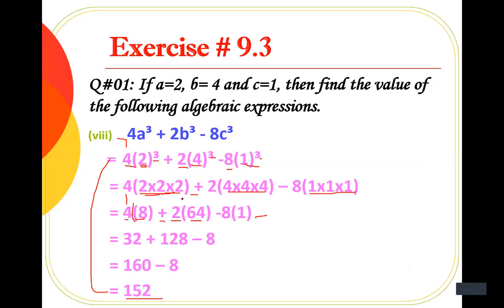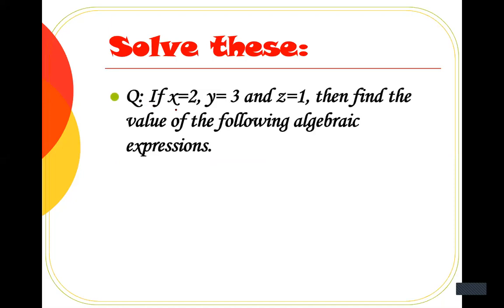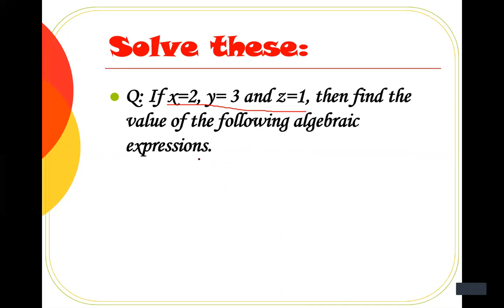Okay, I hope it is clear for you. Now move on to the next thing. Now you have to solve this question. If x is equal to 2, y is equal to 3, and z is equal to 1. These are the values of different variables. Then find the value of the following algebraic expressions. Please find the value of x plus y minus z.